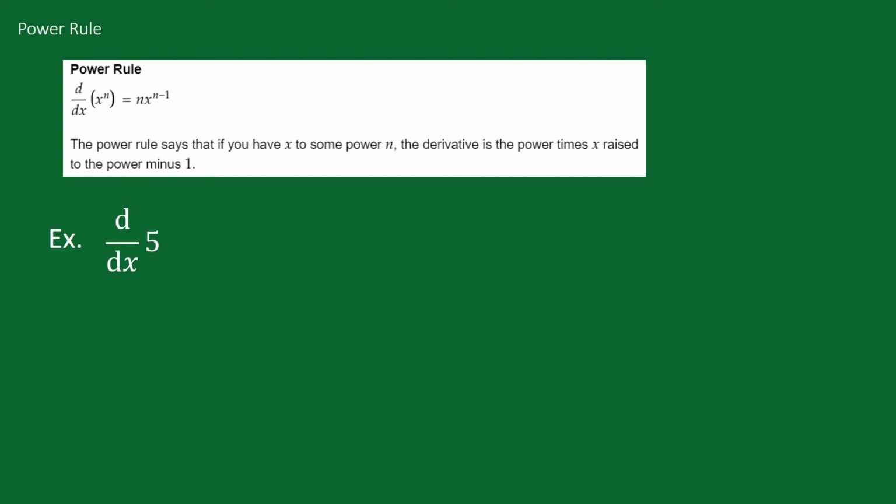Since anything raised to the 0 power is 1, 5 is the same thing as 5x to the 0. So this is the same thing as saying the derivative of 5x to the 0. Now using our power rule, we see that the 0 comes down and then we subtract 1 from the exponent. But all of that is just going to be 0 since anything times 0 is 0. And that's why any constant, when you take the derivative of it, is going to be 0, since you always are going to be multiplying by that 0.